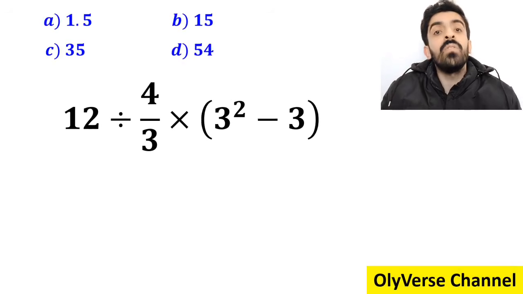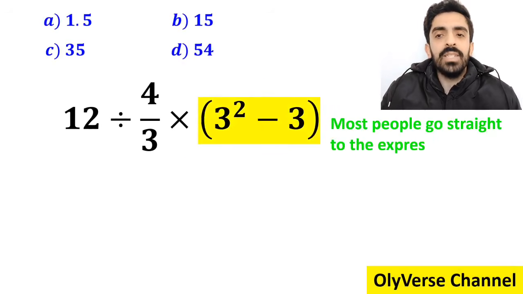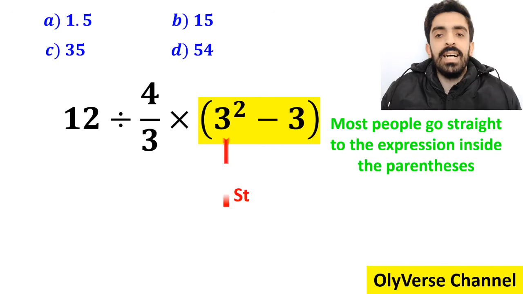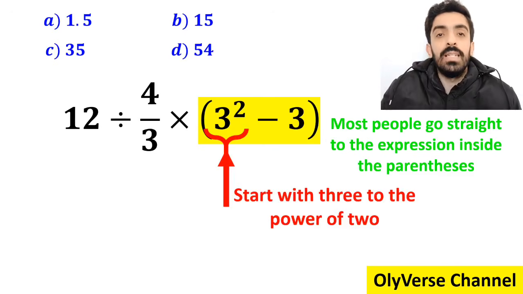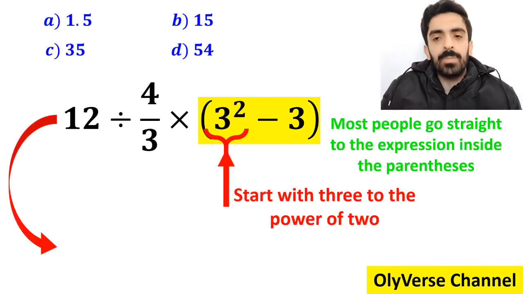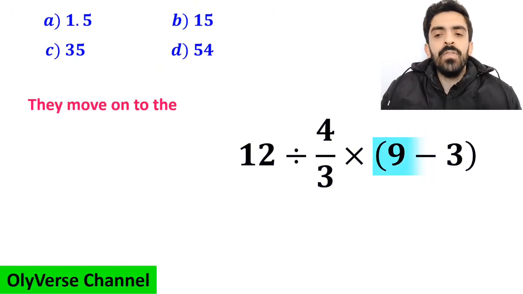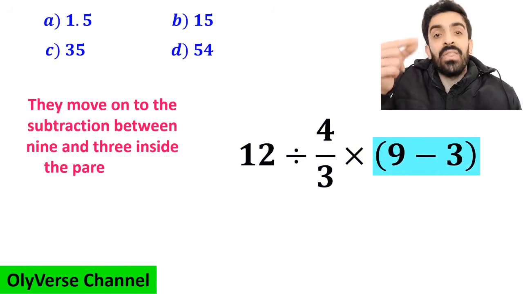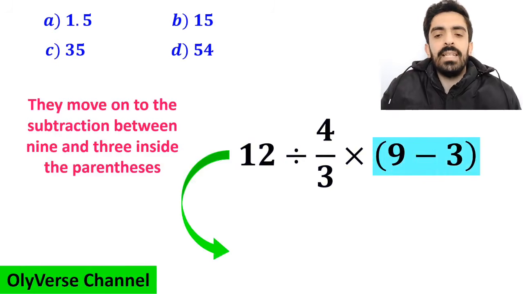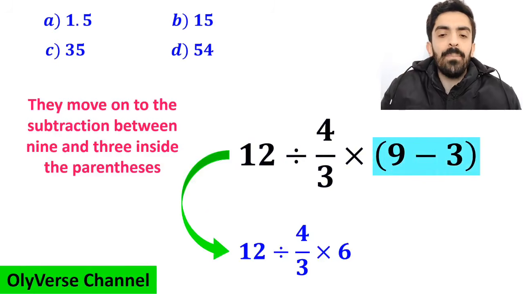In the first step of solving this question, many people go straight to the expression inside the parentheses and start with 3 to the power of 2. So, instead of the original expression, they rewrite it as 12 divided by 4 over 3 times (9 minus 3). And in the next step, they move on to the subtraction between 9 and 3 inside the parentheses and simplify this expression to 12 divided by 4 over 3 times 6.